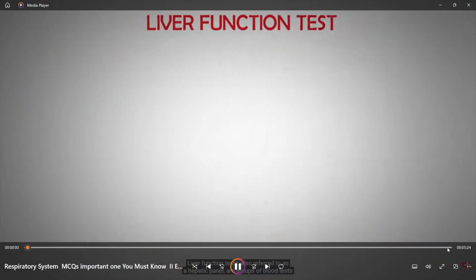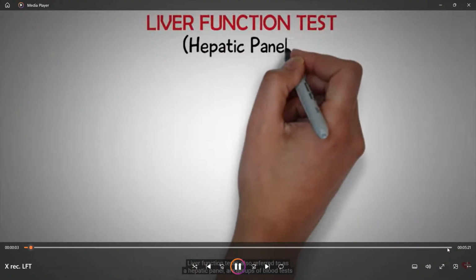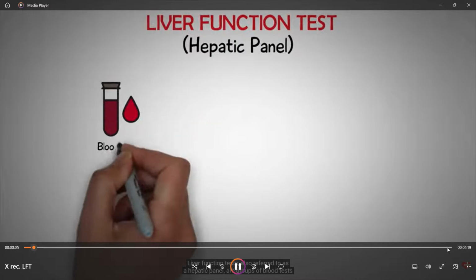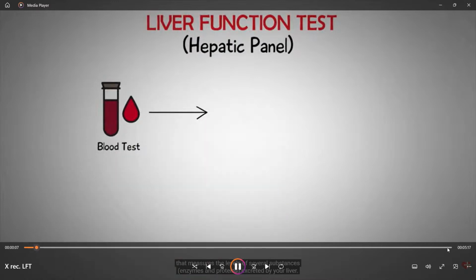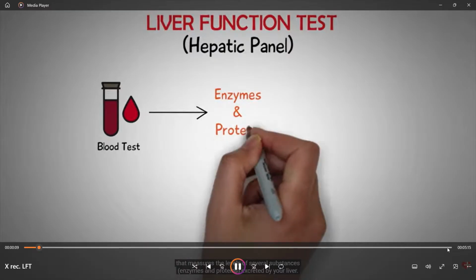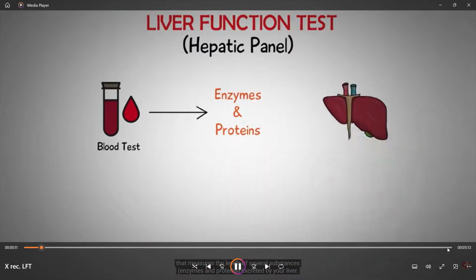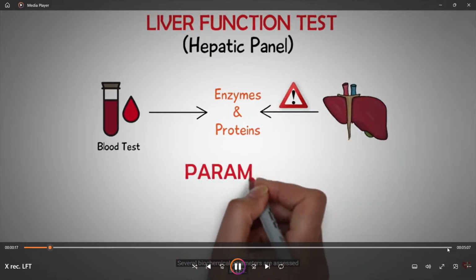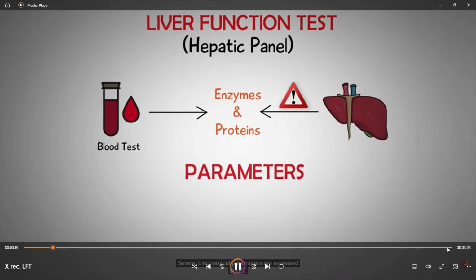LFT or liver function tests, also referred to as hepatic panel, are a group of blood tests that measures the level of several substances that are enzymes and proteins excreted by your liver. Levels that are higher or lower than the normal can indicate liver problems. Several biochemical parameters are assessed in LFT.